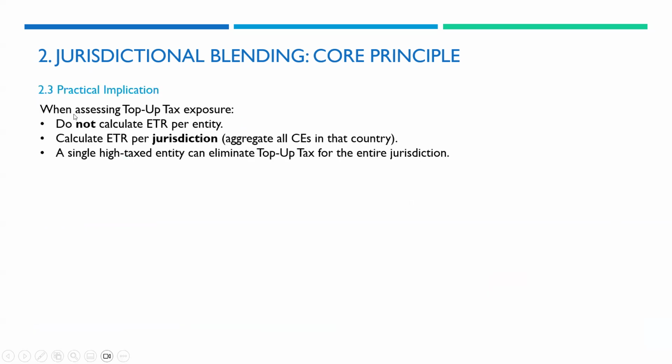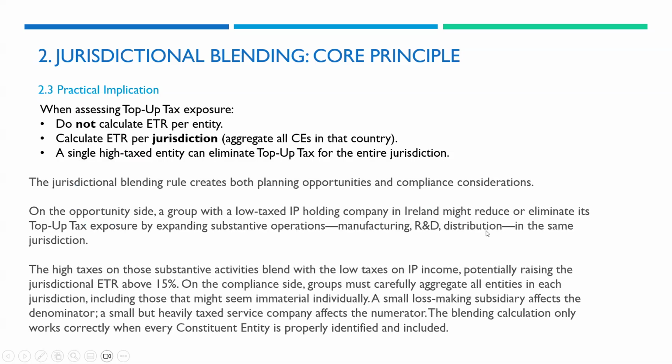Now, while assessing top-up tax, do not calculate per entity. Calculate ETR per jurisdiction, and a single high taxed entity can eliminate top-up tax for the entire jurisdiction. So this is what it is. These are additional notes for you just to read. Okay. So jurisdictional blending, this is the kind of thing which will increase your marks.